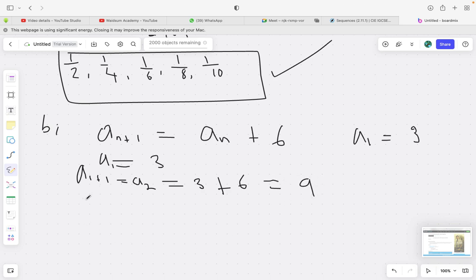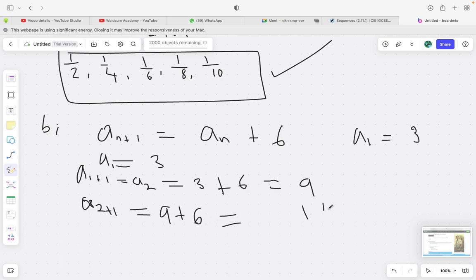Our third term in the sequence will be A2 plus 1. You found A2 now, so the next one will be A2 plus 1. The next term in the sequence will be based on this 9, because the A2 you got is 9. You now say 9 plus this 6. So 9 plus 6 will give you 15.